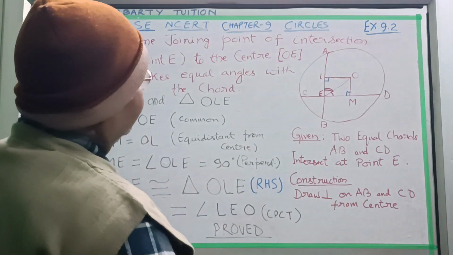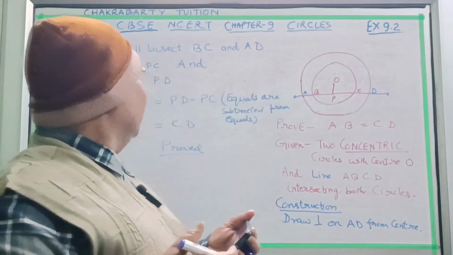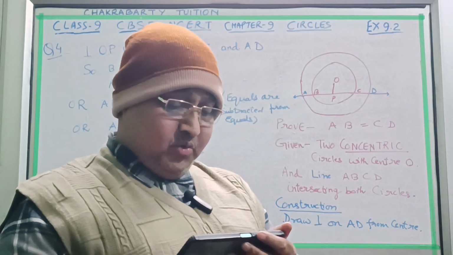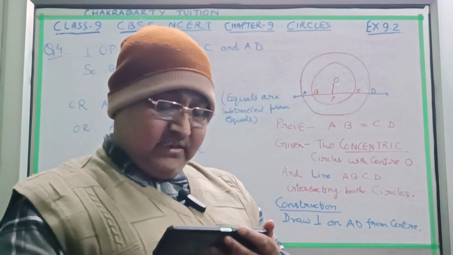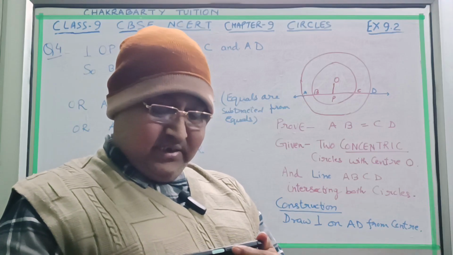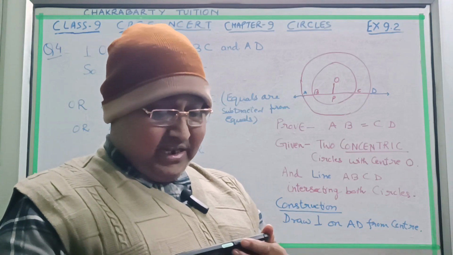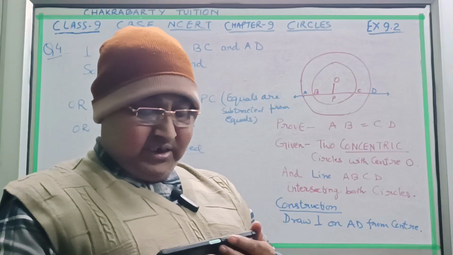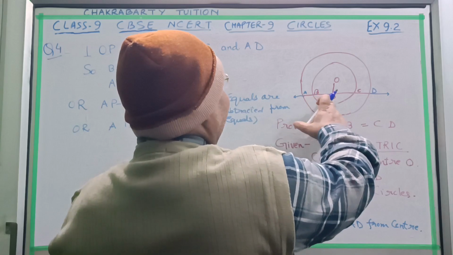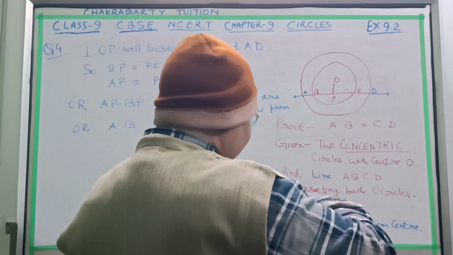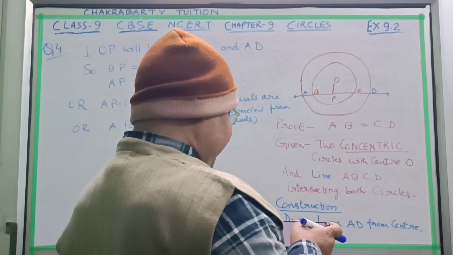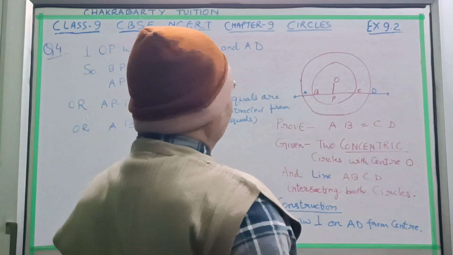Now question number 4 we are going to do. It reads, if a line intersects two concentric circles, which are circles that have a common center, with center O and points A, B, C and D on the line ABCD, prove that AB equals CD. This you have to prove.